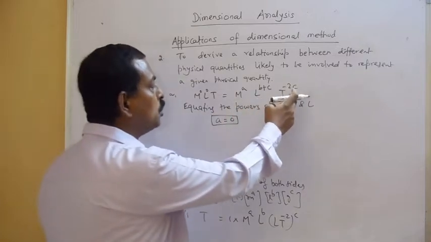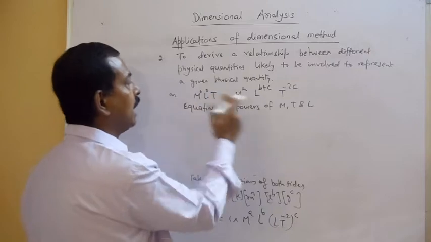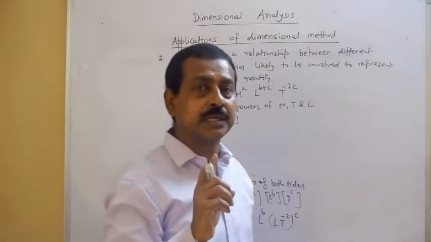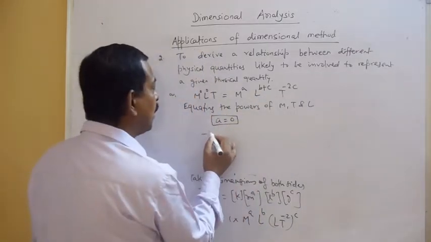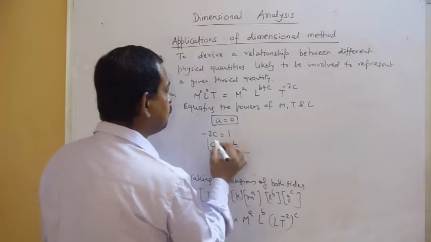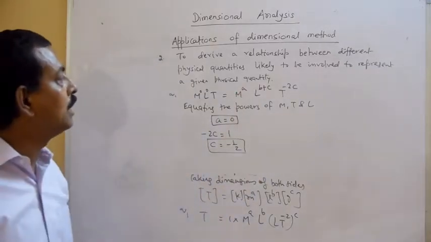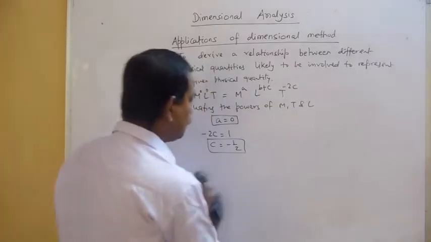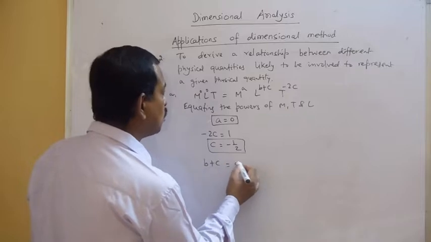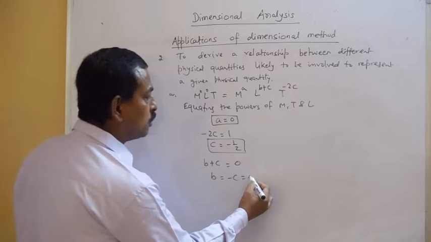Now, we are doing T first, after M, before L, just because the power of T involves only one quantity there, that is C. So here, minus 2C is equal to 1, or C will be equal to minus half. And now, if you take the powers of L, then you will get the expression that B plus C is equal to 0, or B is equal to minus C. If you put the value of C, it will be plus half.